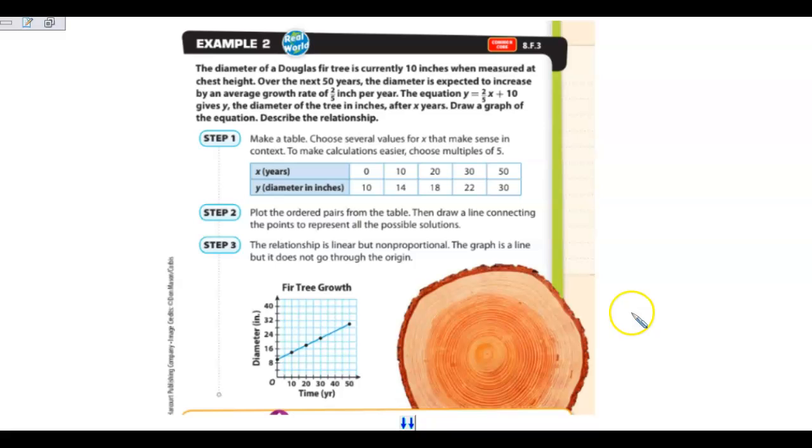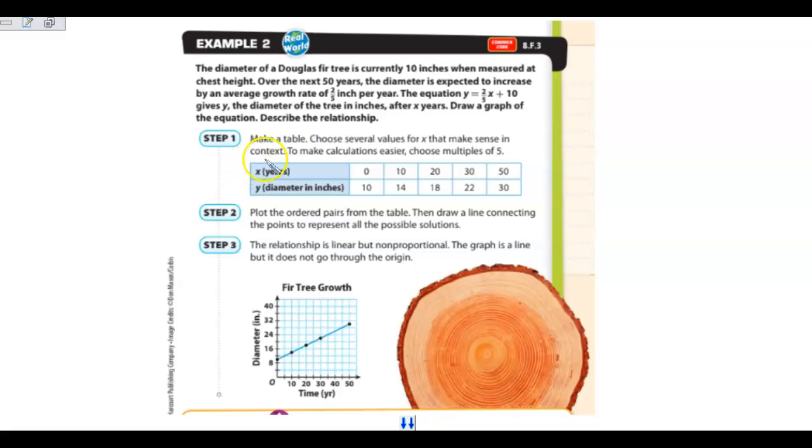So what they have, they started with 10 inches because that's where they're starting. That's the initial measurement. And so that's where this 10 comes from. And then every year after that, it's expected to grow by 2/5 of an inch per year. And so that's where this came from.